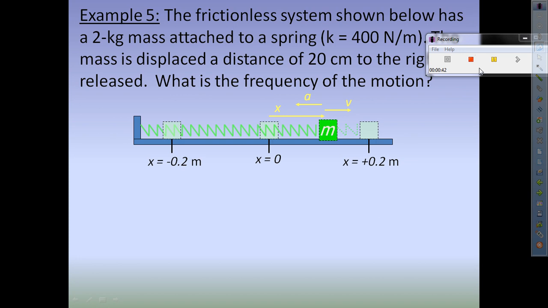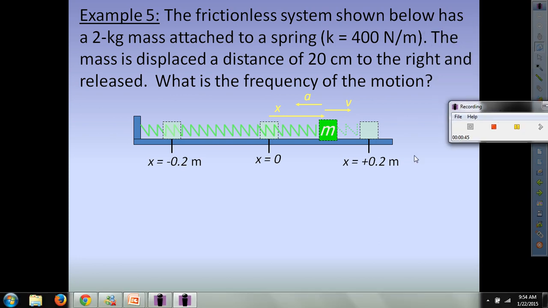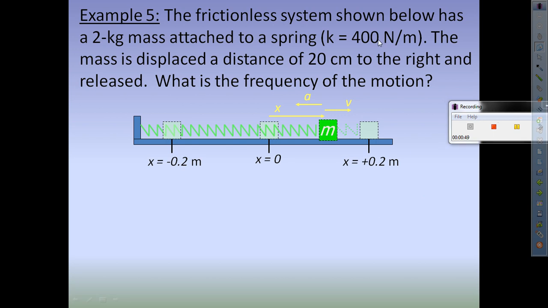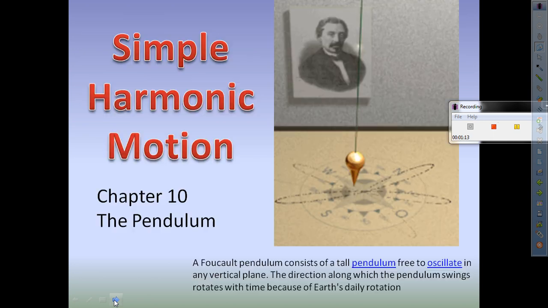All right, so the frictionless system shown below, so that means we're going to have conservation of energy available to us, has a 2 kilogram mass attached to a spring. That's the spring constant. We're going to pull it over 20 centimeters to the right, and we're going to release it, and we want to know the frequency of the motion. Well, frequency is 1 over 2 pi times the square root of K over M. K is 400. M is 2 kilograms. So 1 over 2 pi times the square root of 200 gives us 2.25 hertz for our frequency. So pause and record, pause and work through it.